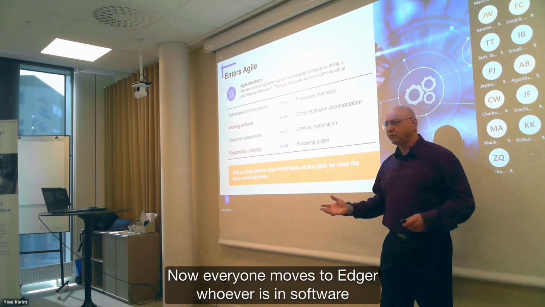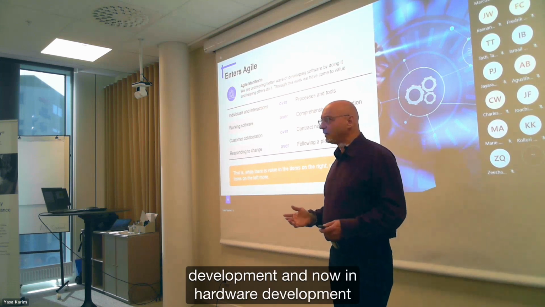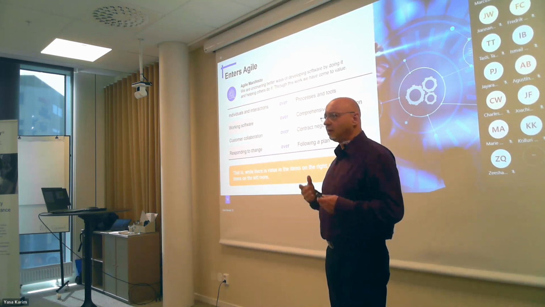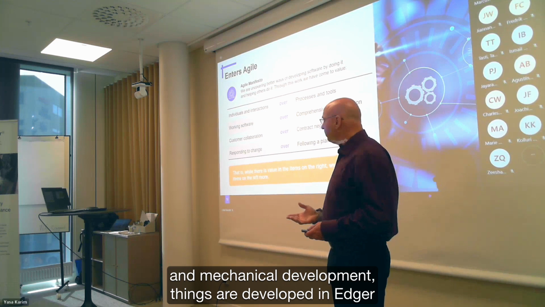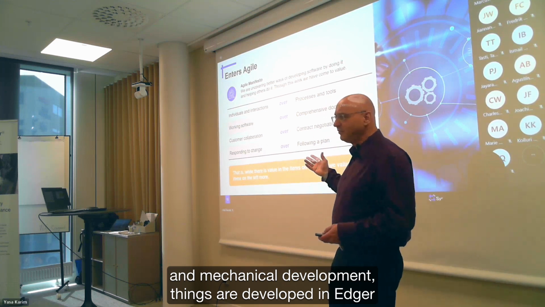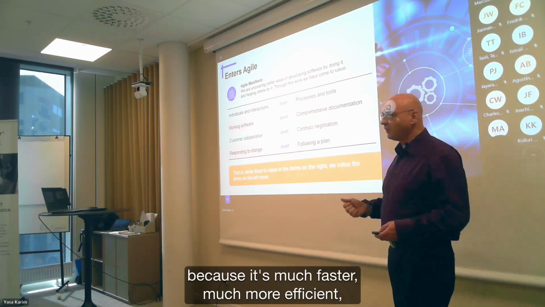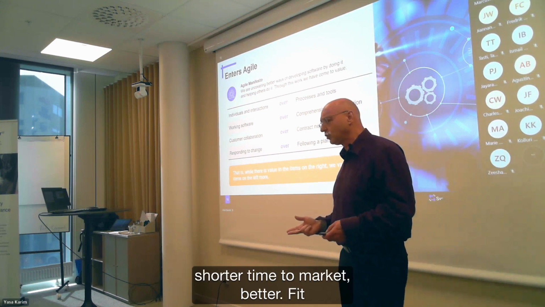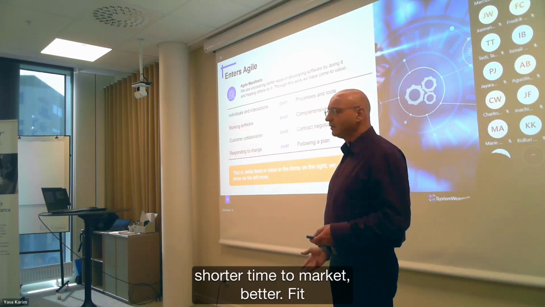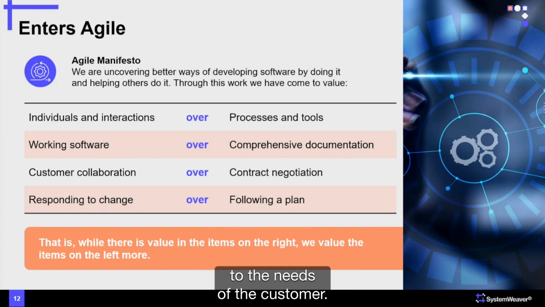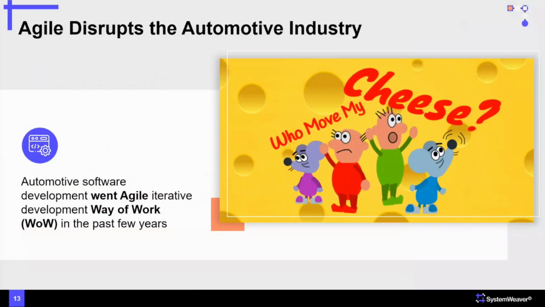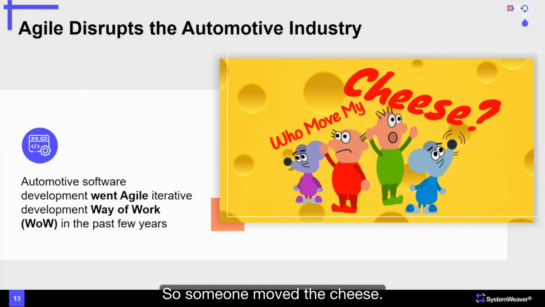Now, everyone moves to Agile, whoever is in software development and now in hardware development and mechanical development. Things are developed in Agile because it's much faster, much more efficient, shorter time to market, better fit to the needs of the customer. So someone moved the cheese.